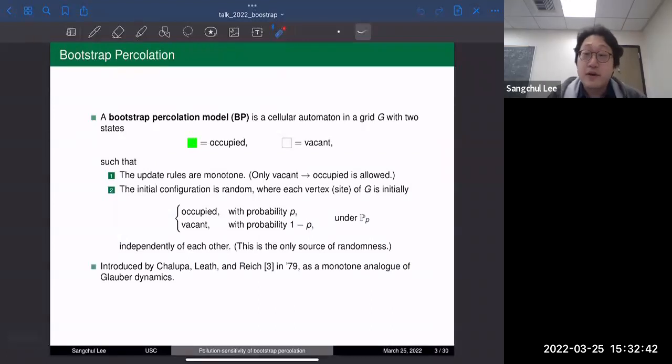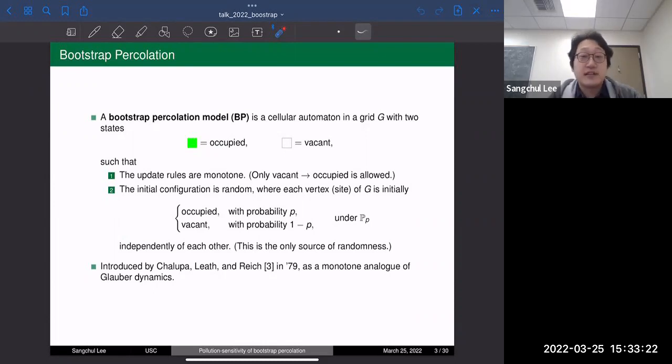Before introducing the model of particular interest, I will first go over the classical and introductory ones. We're going to first focus on the bootstrap percolation model. It is basically a cellular automaton in a grid G with two states: one is an occupied state, the other possible state is a vacant state. The update rules are monotone, in the sense that only a vacant site can be changed to an occupied site. Also, only the initial configuration is random.